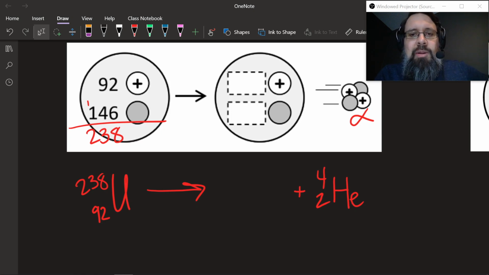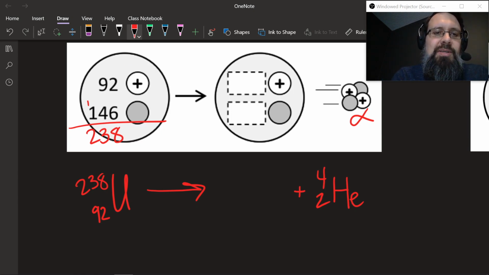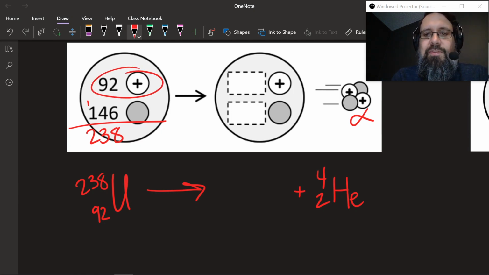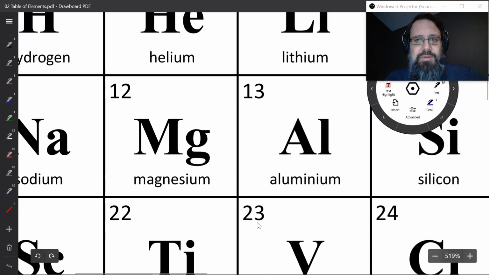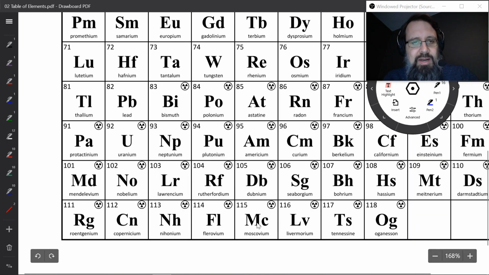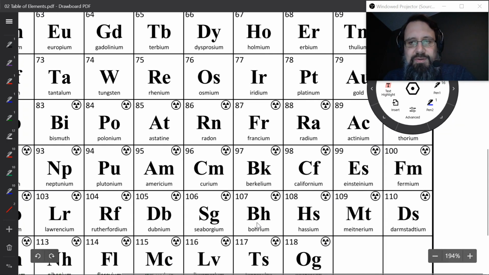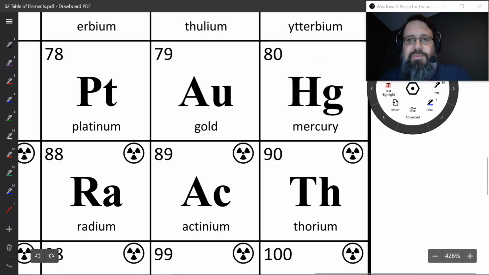So now let's figure out how many protons there are, how many neutrons there are, and what this daughter nucleus is. We know that the 92 protons has turned into, well, we've lost 2, so that means there's only 90 protons now. And if we go look up what element has 90 protons, that's thorium. So let's go find that just to show you. Uranium is down here, 92, and so we're over here at number 90, that's thorium.